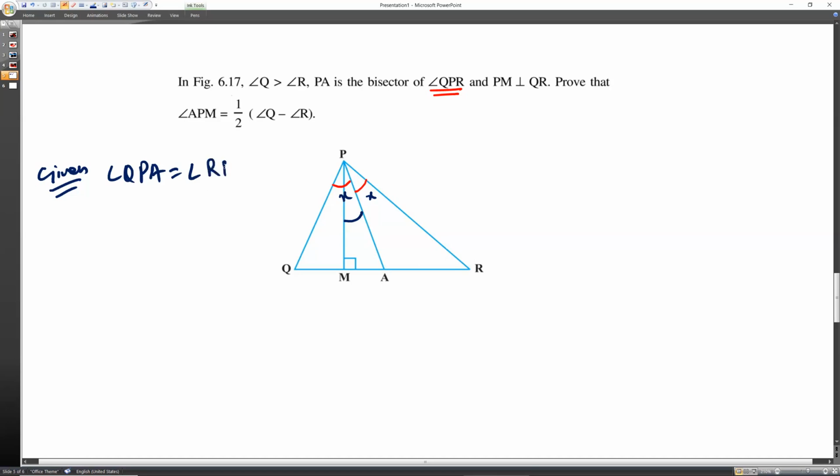RPA is equal to X. We are considering it as X. It is given to you. Okay. And what you need to prove? You have to find out the relation between APM. Okay. How will you do this question?